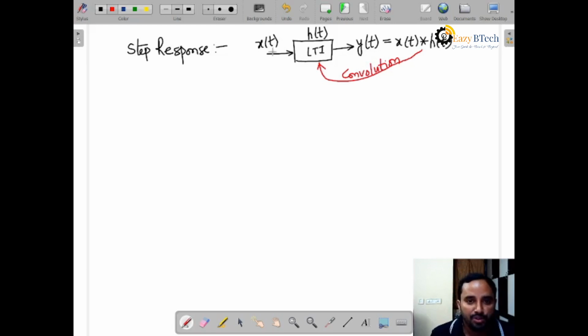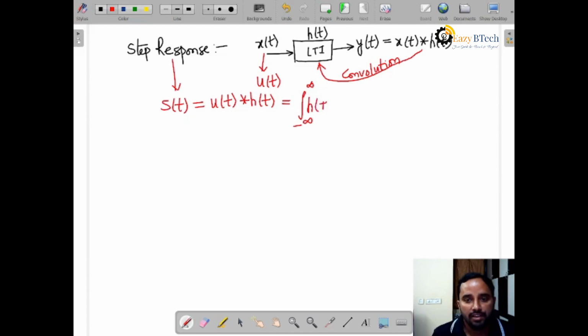So now step response. In place of the input signal we are going to give the unit step signal. Whatever output comes, that will be called the step response. How do we write the step response? We indicate step response as s of t. So in place of the input, unit step signal, convolution, impulse response h of t. If you write the convolution, that means integral from minus infinity to plus infinity, we can also write h of tau, u of t minus tau d tau.